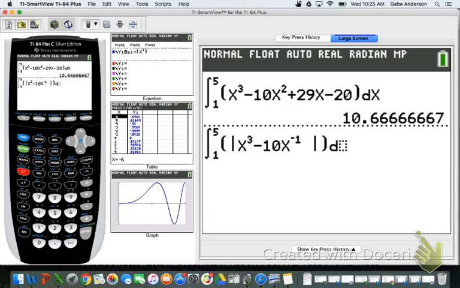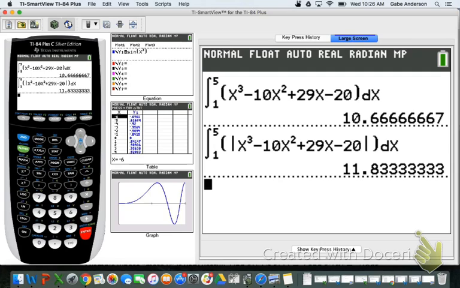And just like before, once you get to that point, what's the deal? Delete x squared, there we go. Minus 10x squared plus 29x, minus 20. Okay, so did any of you do this? Did you get a different number? You did get a different number, so let's see what I get. 11.8333.